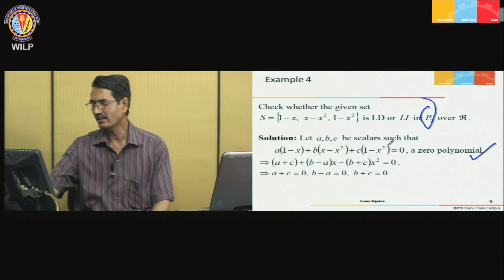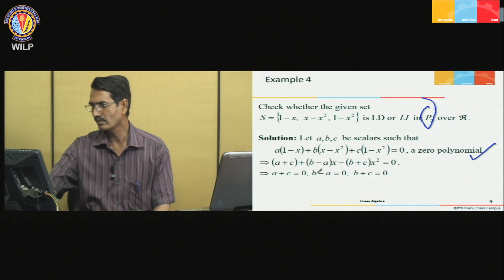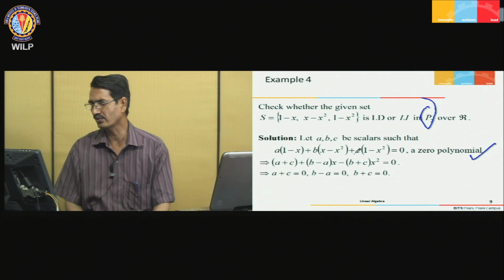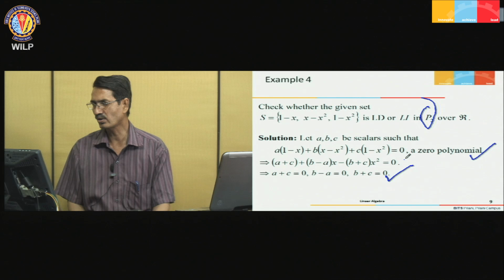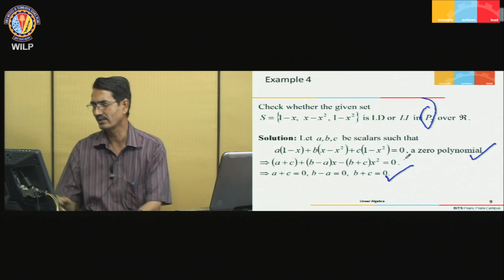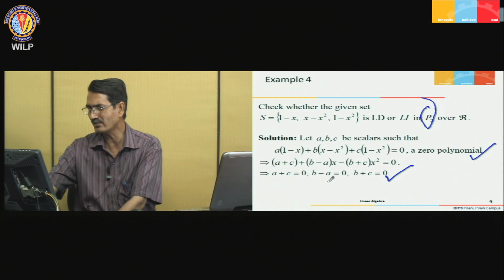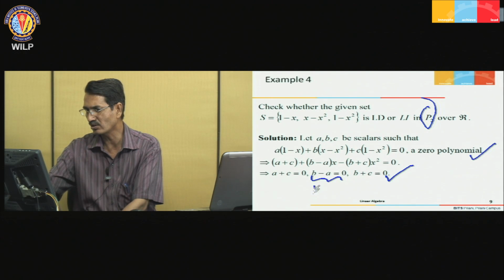So, see that here the constant term is a plus c, the coefficient of x is b minus a, and the coefficient of x square is minus of (b plus c), and this is equal to 0. Therefore, a plus c is 0, b minus a is 0 and b plus c is 0. Solve these three equations and see what happens. Look here, b minus a is equal to 0, this will imply that b is equal to a. The second equation implies that b is equal to a.